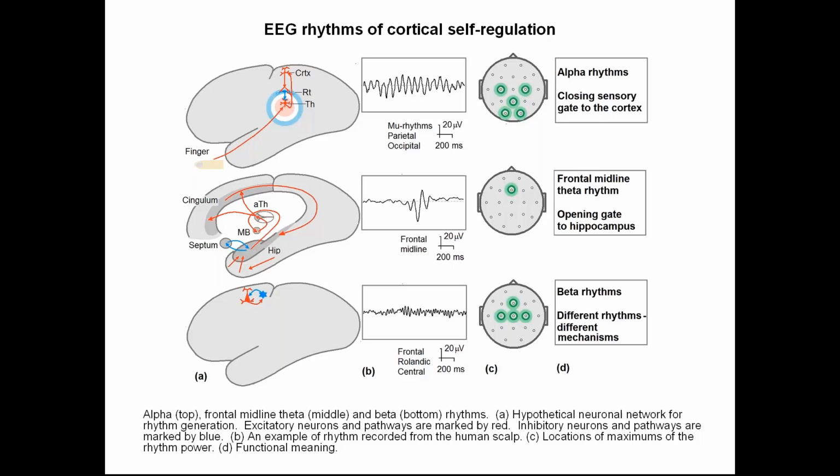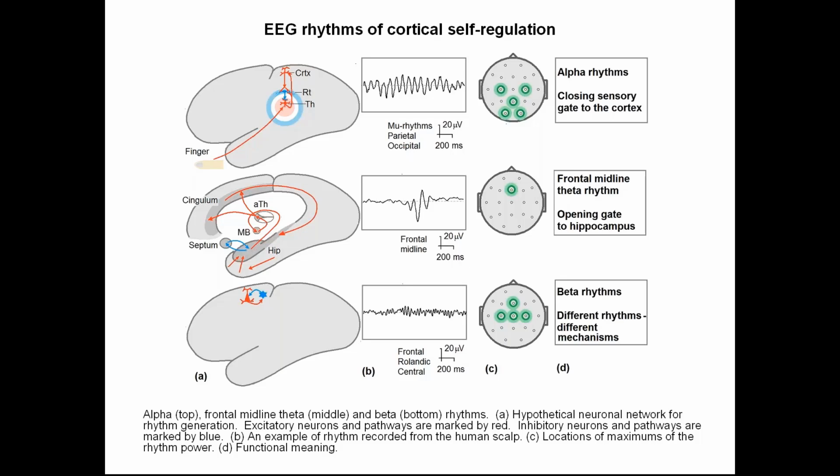And the next rhythm for which we know the neuronal mechanism of generation is generated in the Papez circuit, the circuit that includes the anterior cingulate cortex, the hippocampus, and a quite complicated network.